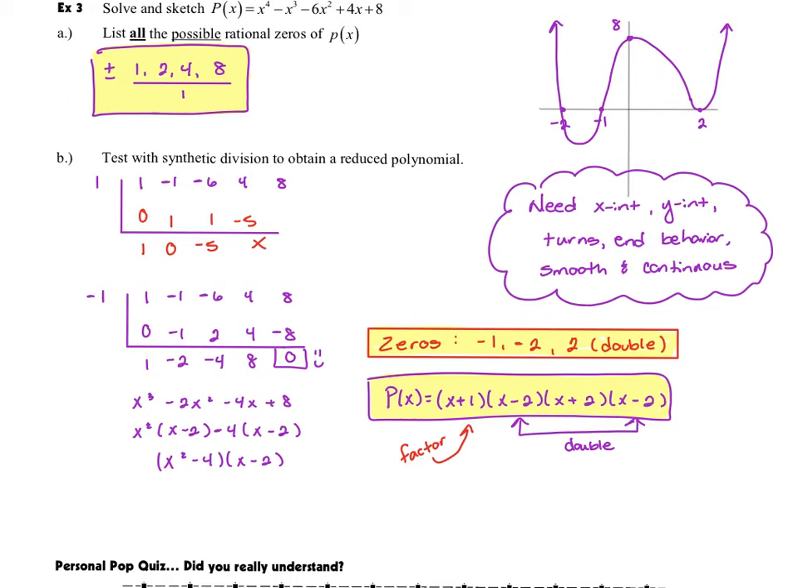And again, how you make your little turns might be a little different, but this is the main thing that you need to understand. When I grade it, I'm going to look for x-intercepts, y-intercept, turns, end behavior, and that your graph is smooth and continuous.